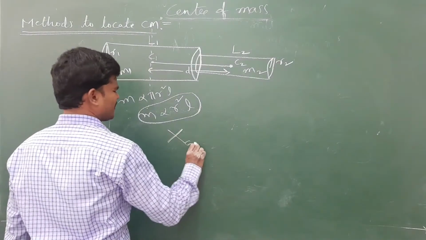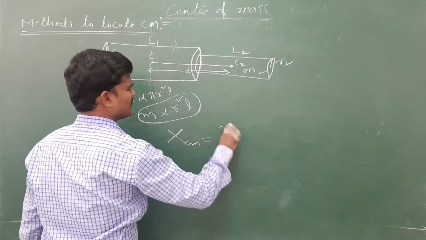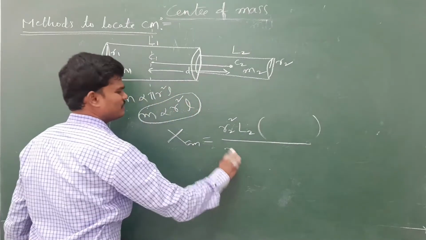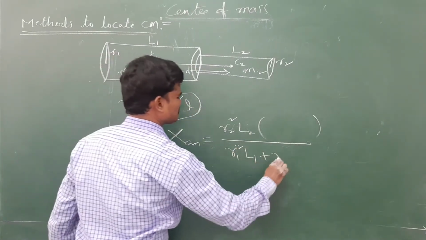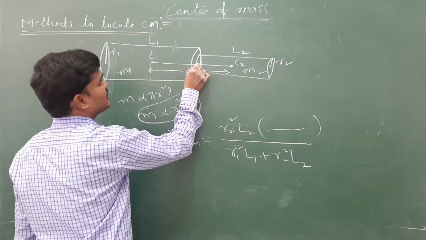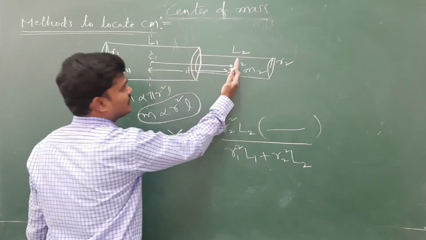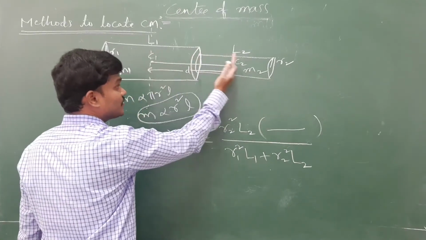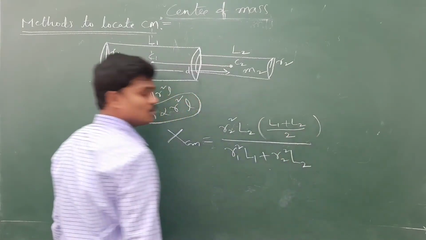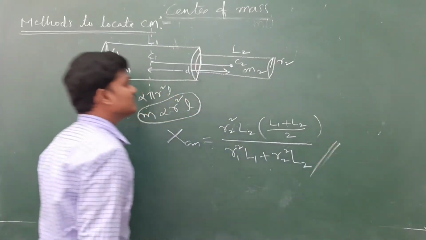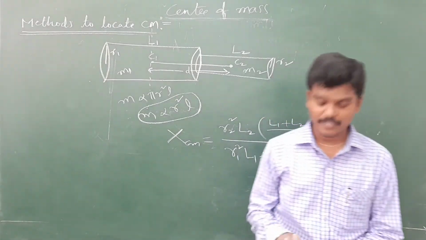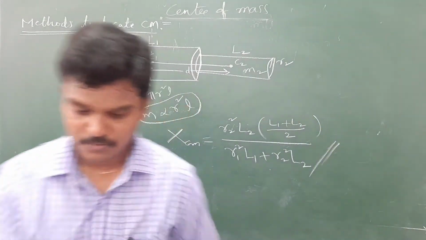Now the HCM we can write as M2, nothing but R2 square L2, into distance, by M1, R1 square L1, R2 square L2. Distance from here to here is L1 by 2, here it is half L2 by 2. So from here to here, L1 plus L2 by 2. Okay, so this is the formula for two cylinders if they are placed side by side coaxially. Okay, they are in contact. Now see one more.